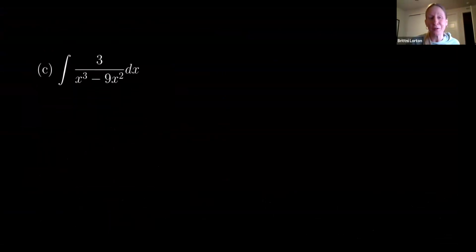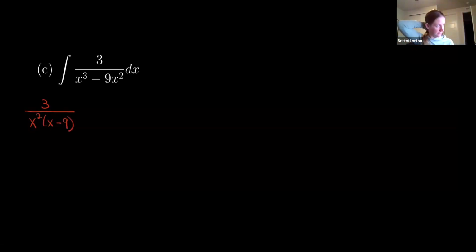But it's this one I want to do next. This one's a little bit different than the other one, so let's practice this one right here. So I've got the integral of 3 over x cubed minus 9x squared. Just like before, the first step is to make sure that the denominator is completely factored. And in this case, I have it factored.